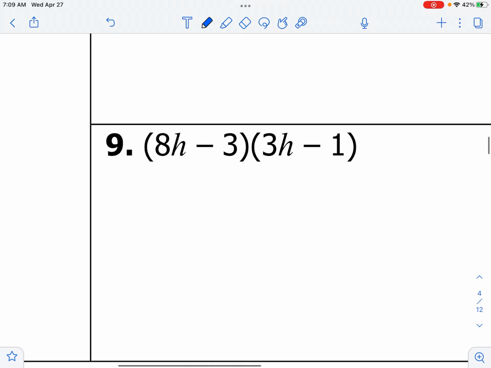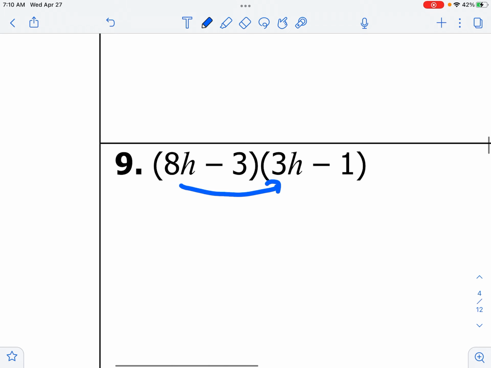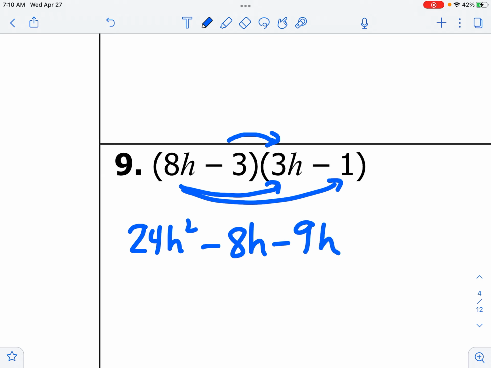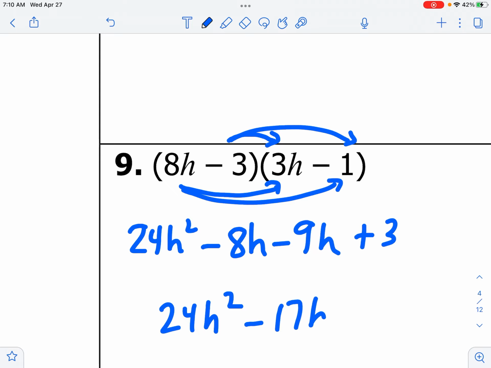All right, and the last one here on this page. Okay, first, 8h times 3h, 24h squared. All right, 8h times negative 1 is negative 8h. Negative 3 times 3h is minus 9h. Negative 3 times negative 1 is plus 3. So 24h squared minus 17h plus 3 is my best answer.